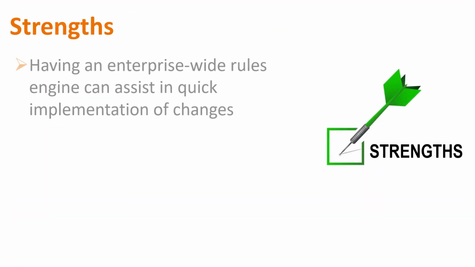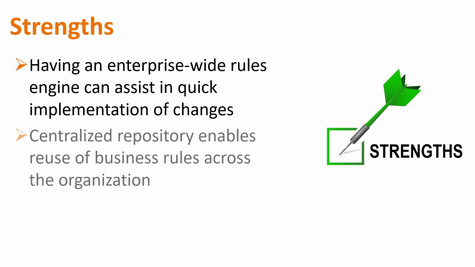Strengths of business rules analysis is it helps us get an understanding of change quickly. If we have an enterprise-wide rules engine, it makes it a lot easier to implement change because our rules are right there, man. We've already worked on them. They've already been defined. I don't have to go dig it out of everybody. It's there. Most organizations don't have that. A centralized repository allows us to reuse those rules.